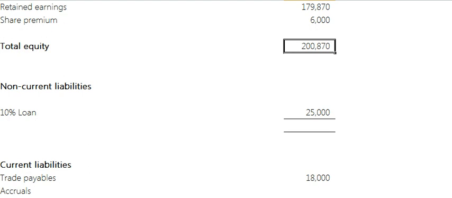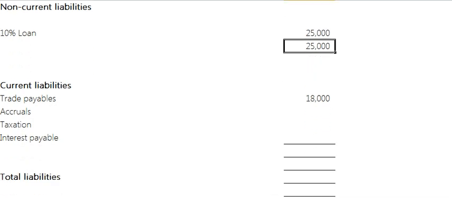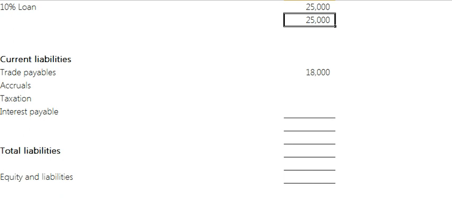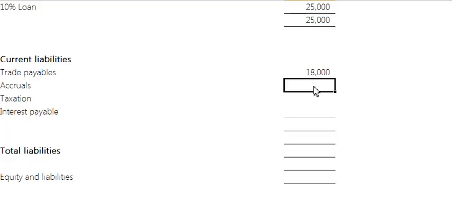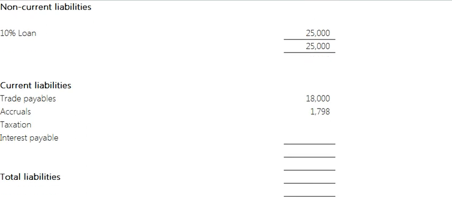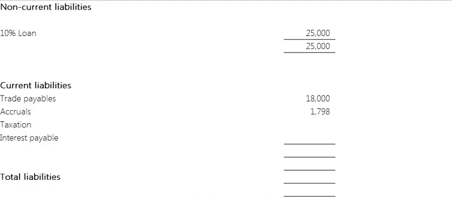Okay, the loan again, straight from the trial balance, is your non-current liability, just in there, put the same number, it's just a total of your non-current liabilities. This is the one where you have to really concentrate, because this section down here, your current liabilities, relates to mostly all of your adjustments. Accruals, well again, go back to the questions, remember it says wages owing 1798, well that's the number, put it in there. Taxation, again from the question, so let's have a look. See there, 14729, put it in.